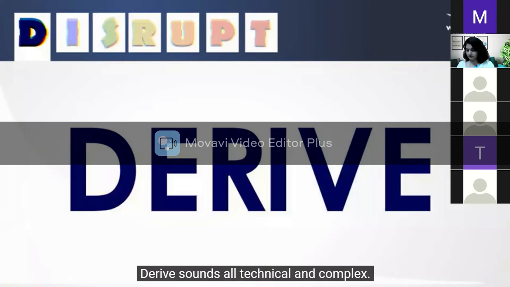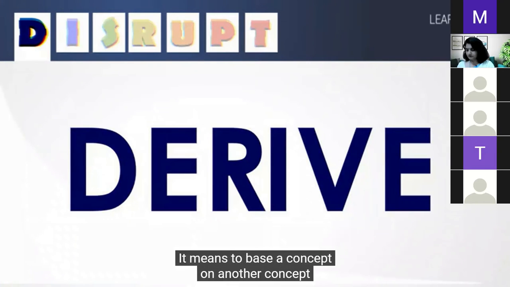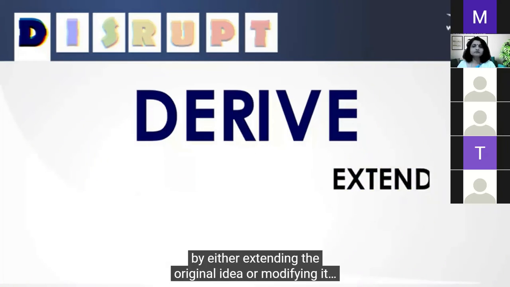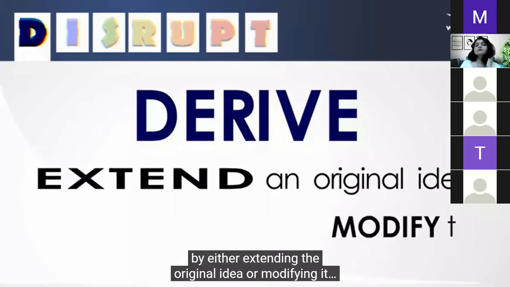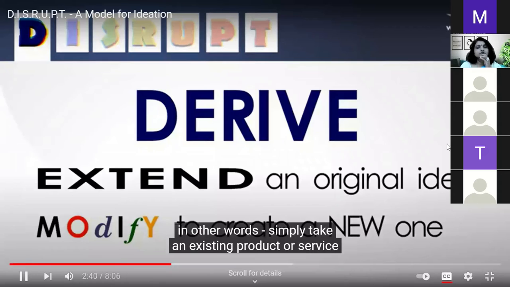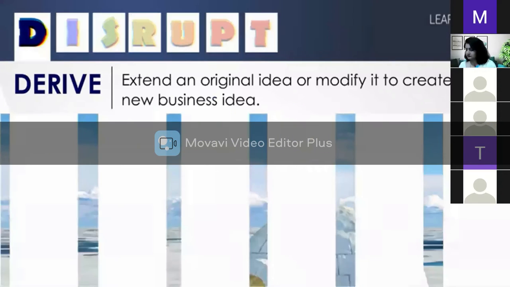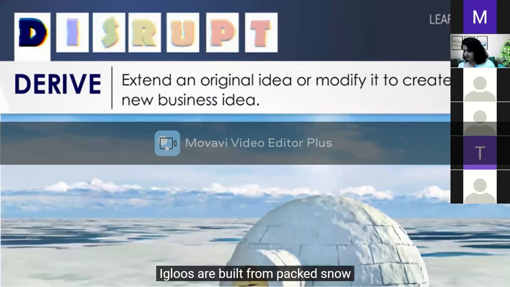So let's talk about the first trigger, derive. Derive sounds all technical and complex, but it's not. It means to base a concept on another concept by either extending the original idea or modifying it. In other words, simply take an existing product or service and derive something else from it.